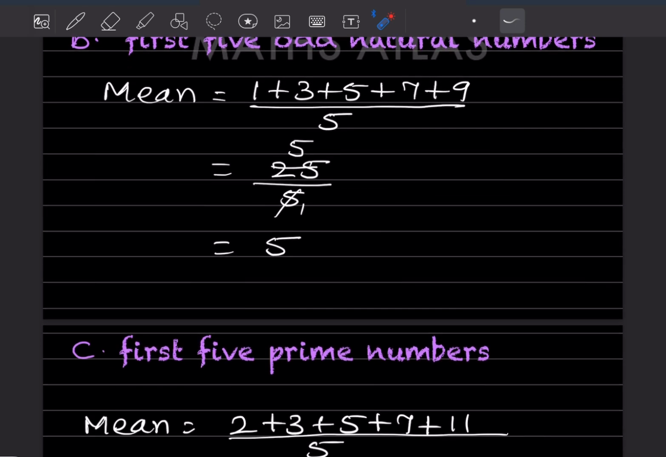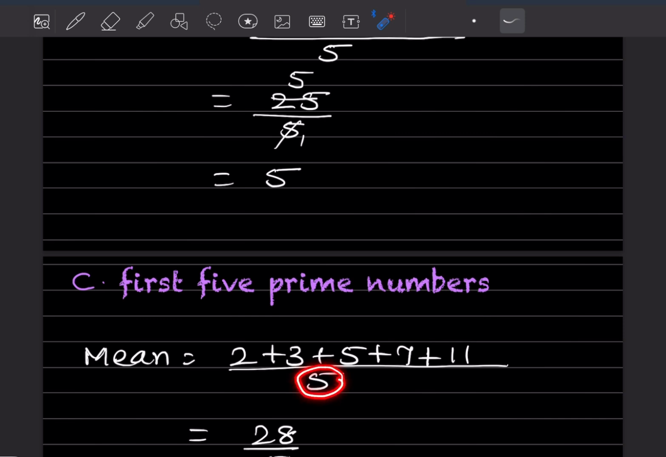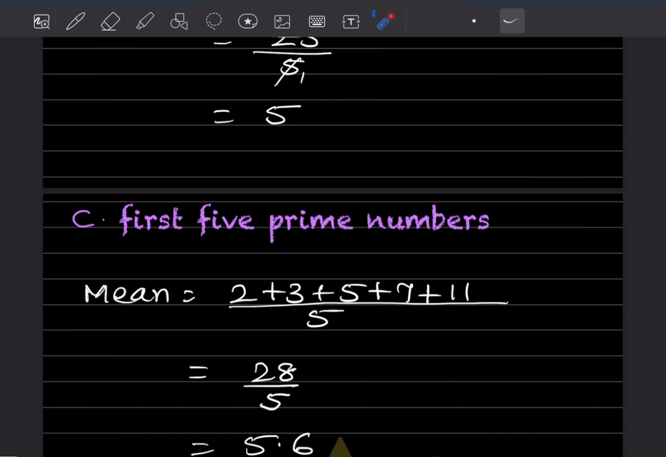First 5 prime numbers. Prime numbers always start with 2. 1 is neither a prime nor a composite number. Prime numbers are numbers not divisible by any other number: 2, 3, 5, 7 and 11. These are the 5 numbers. We add all the observations and divide by the number of observations, which is 5. When you add, that will be 28 by 5, and when you divide, that is going to be 5.6.